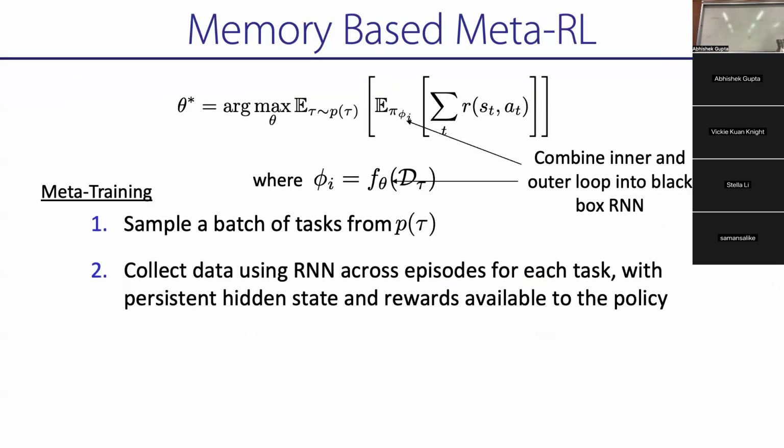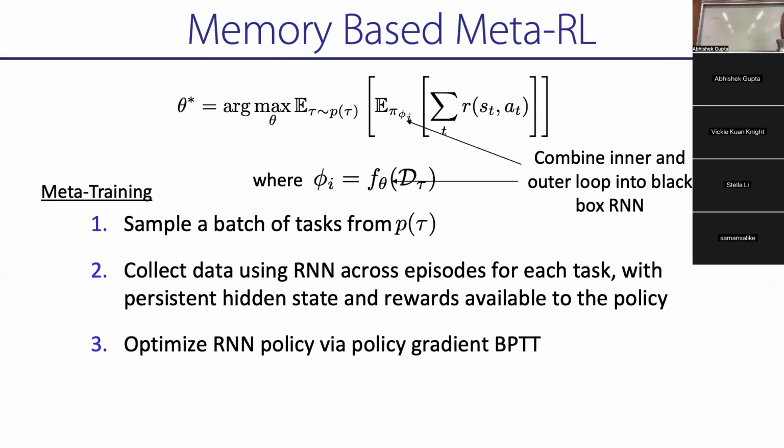So the procedure looks like the following. You collect a batch of tasks. For each of those tasks, you run your RNN policy. Remember, your RNN policy takes in state, action, and reward. You then optimize your RNN policy to maximize the sum of rewards in expectation over tasks with policy gradient, backpropagating through time, and you repeat. It's a little bit counterintuitive, but your RNN policy is universal in a way.